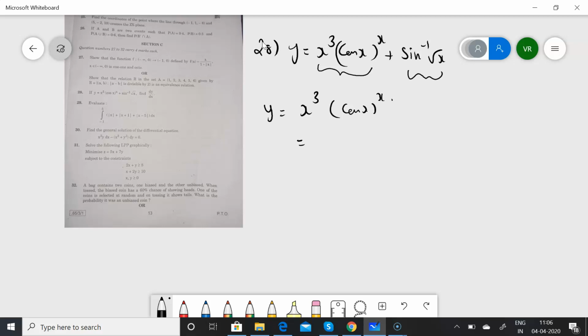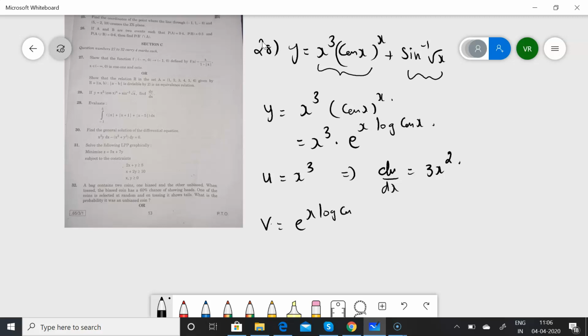Now I can rewrite this as x cubed into e to the power of x log of cos x. Now let me take u as x cubed. So when I differentiate with respect to x, I'll get du by dx is equal to 3x squared. Same way, let me take v to be e to the power of x log of cos x. So when I differentiate this with respect to x, I'll get dv by dx is equal to e to the power of x log of cos x.